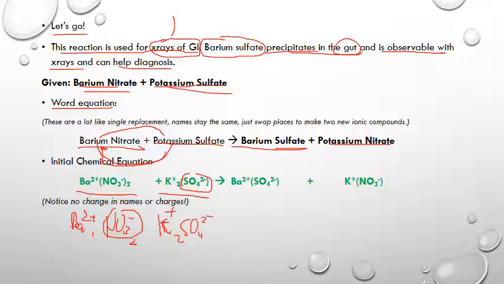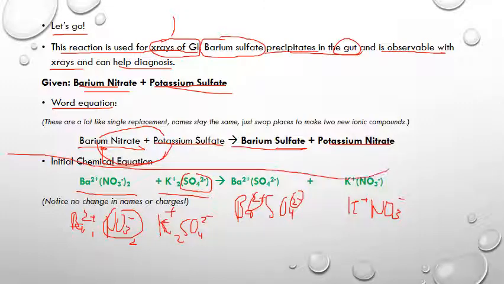Okay, barium sulfate. Barium is Ba 2 plus. Sulfate is SO4 2 minus. Since the charges are the same, you don't have to crisscross. And the same thing with K plus, NO3 minus. They have the same charge, no cross. And so this is our initial chemical equation.